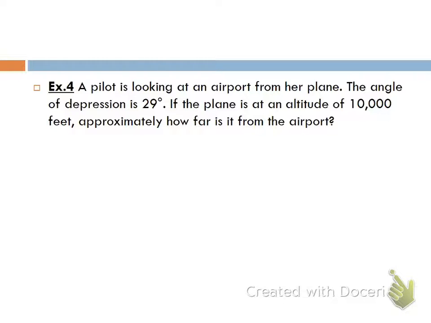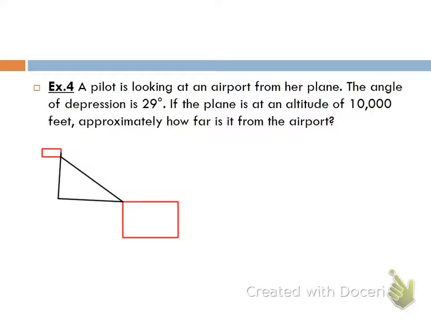A pilot is looking at an airport from her plane. The angle of depression is 29 degrees. If the plane is at an altitude of 10,000 feet, approximately how far is it from the airport? So we got a couple things going on here. We got a little plane up in the sky looking down at an airport. Okay, so she's looking down at the airport.